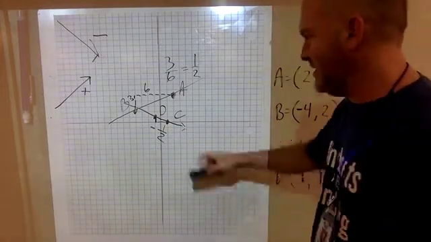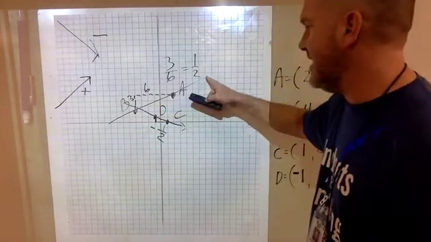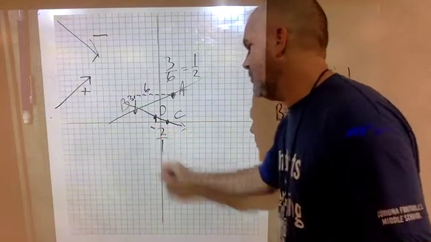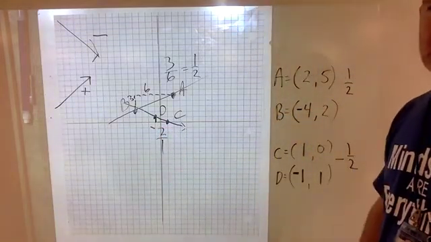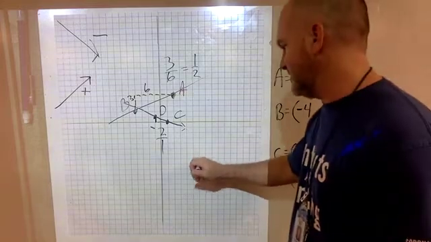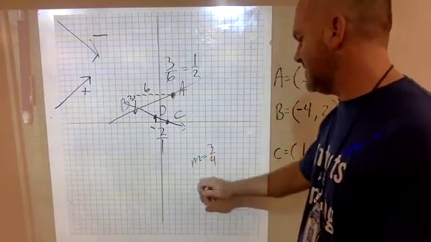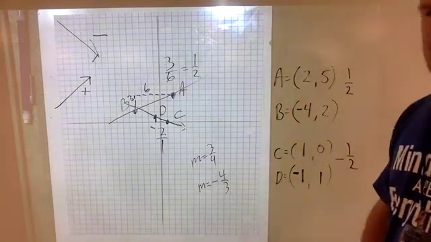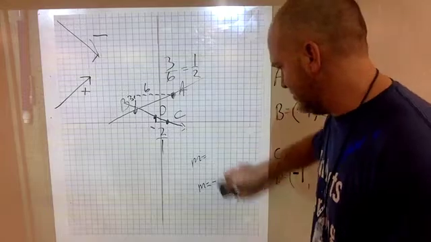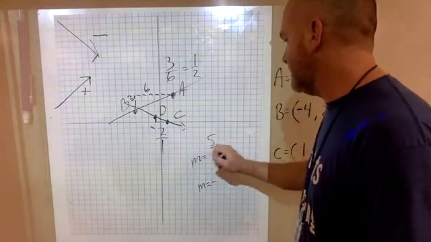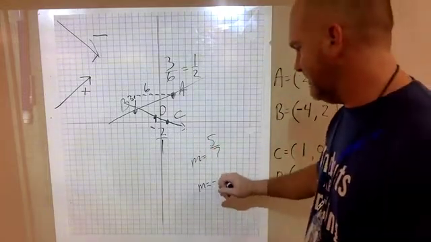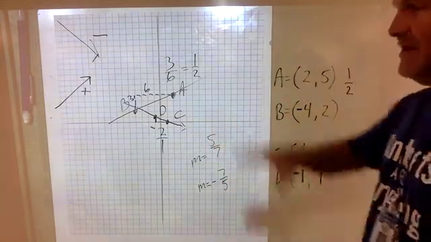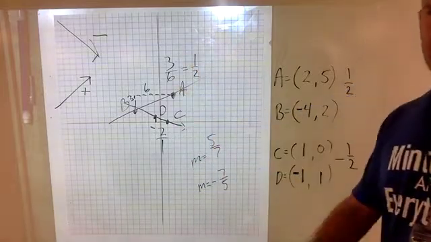So for these to be perpendicular, if our first line is 1/2, our second line would have to be negative 2/1, or just negative 2. All right, if our first line has a slope of 3/4, then our second line has to have a slope of negative 4/3. If our first line has a slope of 5/7, then our next line has to have a slope of negative 7/5. So one has to be positive, one has to be negative, and they have to be reciprocals. You have to flip that fraction.